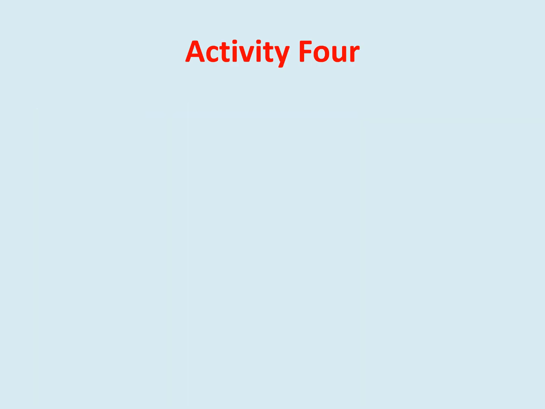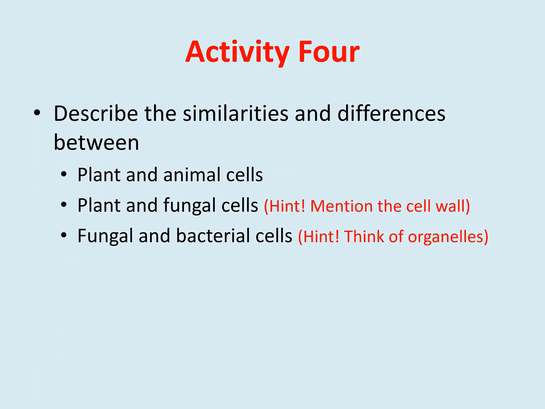So for the next activity, we're going to describe the similarities and differences between all of the different cell types. So we're going to start off with plant and animal cells, and then plant and fungal cells, and then fungal and bacterial cells. So you guys might want to pause the video now, and you might want to make a list of similarities and a list of differences before I go over the answers.